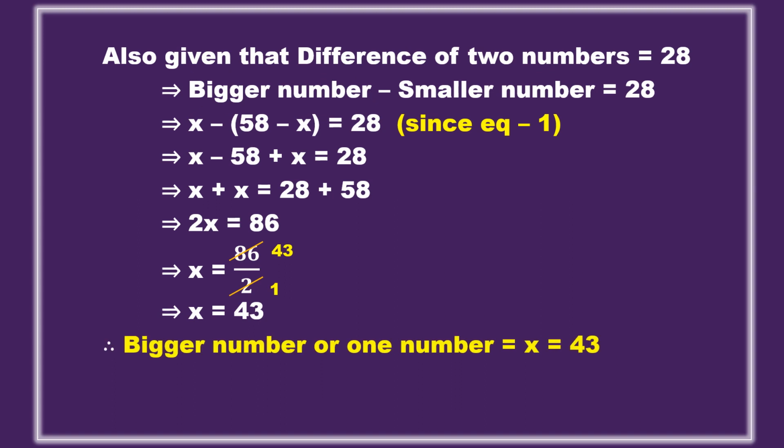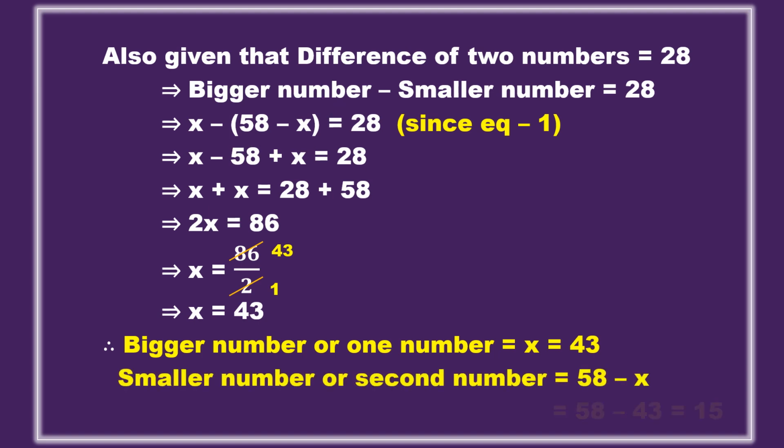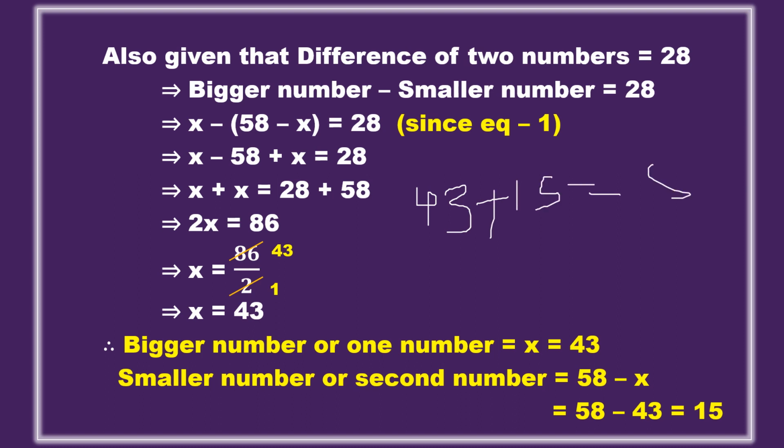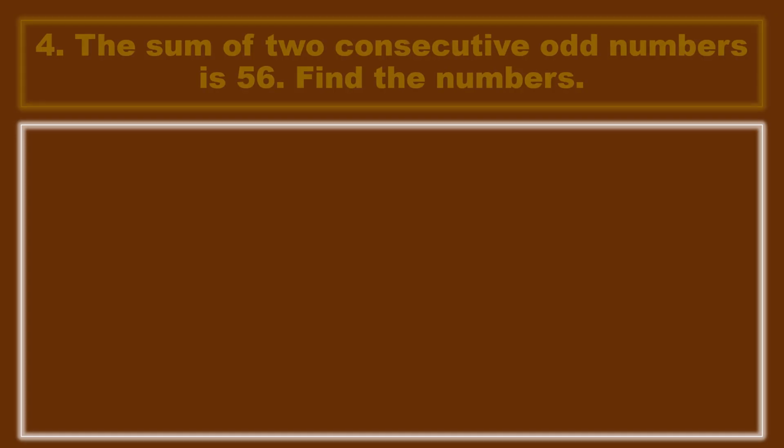And the smaller number we have is 58 minus x, right? So substitute in that 58 minus x, which is 58 minus 43, because x we got 43. So it gives you 15. Now let us check. If you add these two, you should get 58, because in the given condition, the sum of the two numbers is 58, right? So 43 plus 15 gives you 58. So whatever we did, we got the same correct answer. Clear, children?